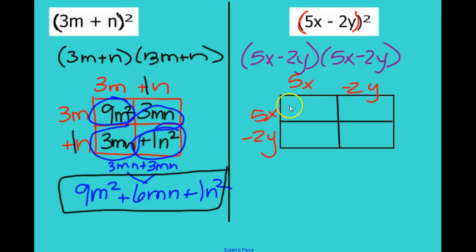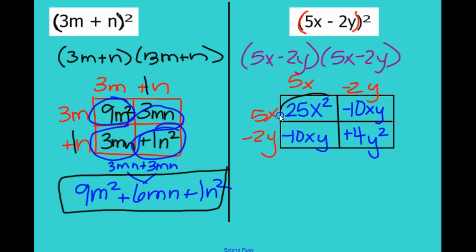So 5 times 5 is 25. X times x is x to the power of 2. There's 2 x's there. 5 times negative 2 is negative 10. X and y, you just write it as x times y. Then same thing here, 5 times negative 2 is negative 10. There's an x first, alphabetical order, then a y. Then negative times a negative makes a positive 4, and then there's 2 y's, or y squared.